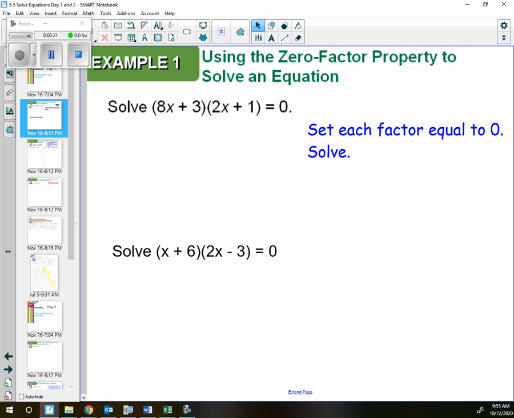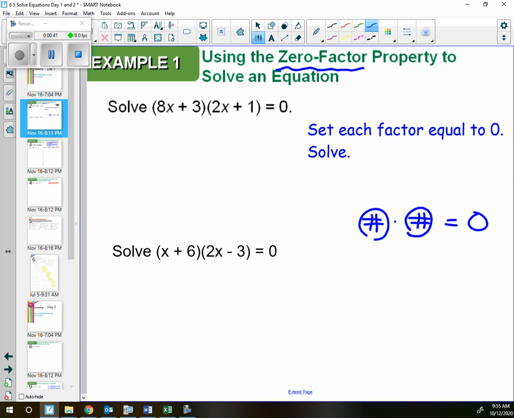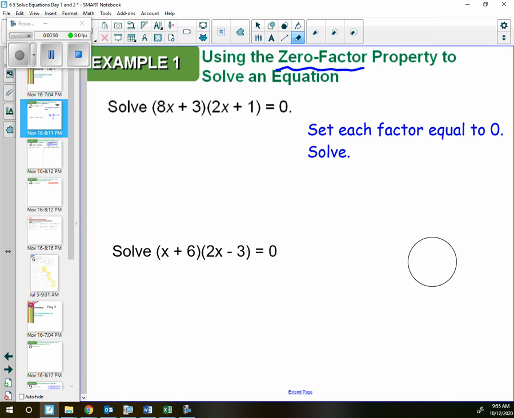How does that work? We're going to use something called the zero product or zero factor property. It sounds super fancy, but basically it means this: if you take a number times another number, and your answer is 0, then in order for that to happen, one of these numbers has to be equal to 0, right? There's no way to multiply two things together and get 0 for your answer without one of the two things being 0. So that's what we're going to be using to help us with these more complicated algebraic factors.